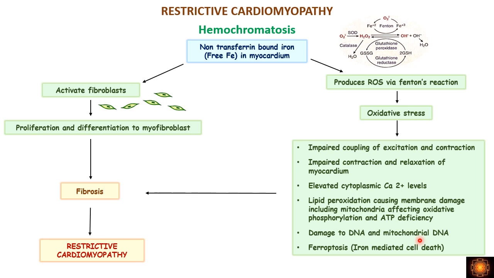So apoptosis induced by iron, we call it ferroptosis. All these changes occur when there are increased reactive oxygen species, which are produced by the Fenton's reaction when there is an increased availability of iron ions. Not only this, iron also stimulates the fibroblasts. When the fibroblasts are activated, they proliferate and cause increased collagen formation. So that causes the fibrosis. So ultimately, because of this or this, there is a restrictive cardiomyopathy.